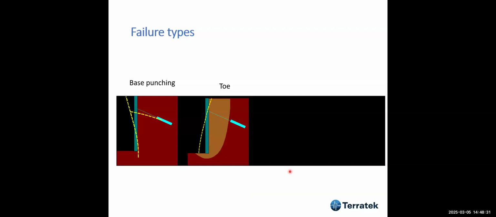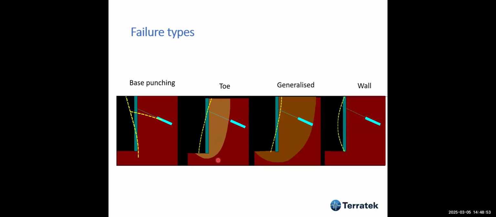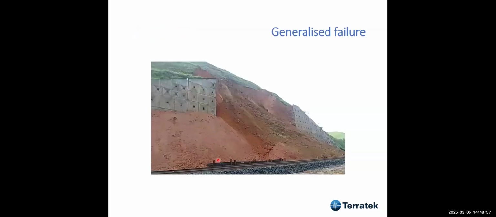So, failure types that we have to analyze for tieback walls. Base punching, for instance, toe failure, okay? I've seen this occur many times. This toe failure, I'm going to show you during construction, but I haven't seen anything like that. No, there's one example, I have seen one example of toe failure. Also generalized failure may take place. I've seen one of those as well. Wall failure, I've never seen, okay?